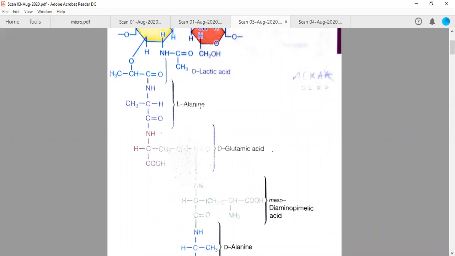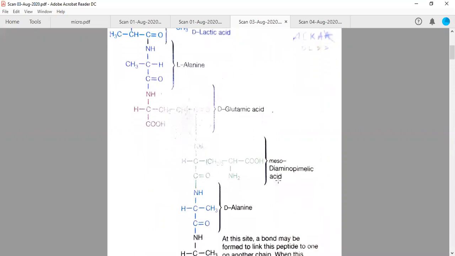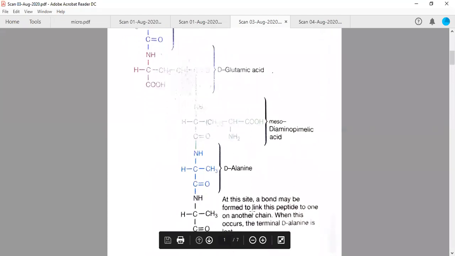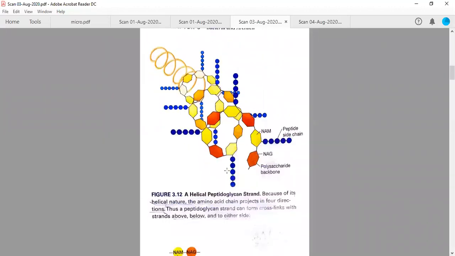So the trick is L-alanine, D-glutamate, mesodiaminopimelic acid, or in some cases you will see lysine is present instead of mesodiaminopimelic acid. Then there are 2 D-alanine at the last. And most importantly, this last D-alanine will be removed when this D-alanine makes a link with another chain of the peptidoglycan cell wall. So see here, this is one chain. That's how one chain will be formed. And in this way, many different chains will be synthesized for the peptidoglycan cell wall.